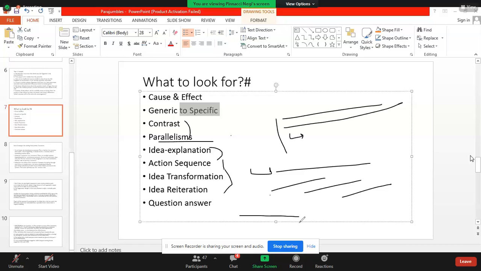Correct sequence. Idea transformation is a little tricky one. Here you begin by saying something and then you move to a different tangent, right? For example, you begin by saying that the primary focus of climate change studies is carbon dioxide. However, it is hydrofluorocarbons which are 2,500 times more polluting than carbon dioxide and don't receive much scholarly attention.